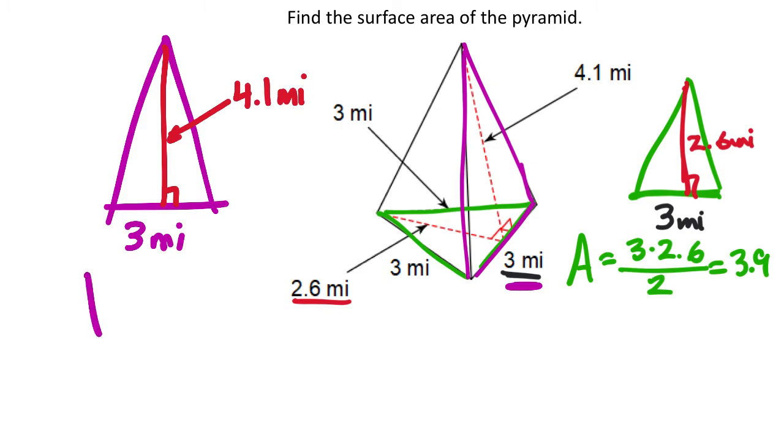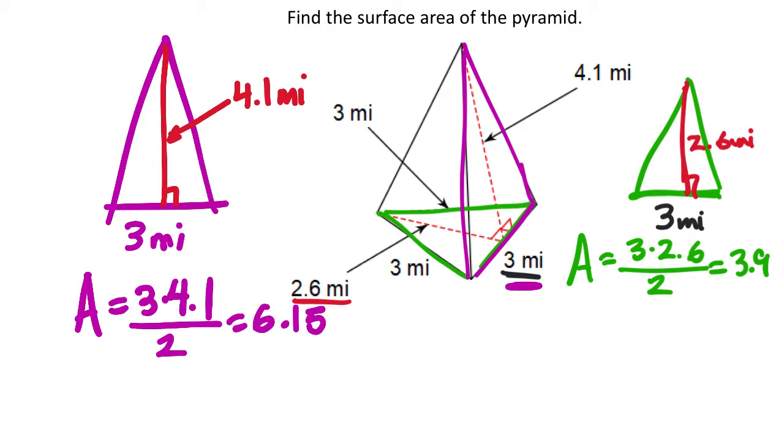All right, so I need the area of that purple triangle, which would be 3 times 4.1. But I need to divide it by 2 because it's a triangle. So 3 times 4.1 divided by 2, and I get 6.15. 6.15, again, that'd be square miles.